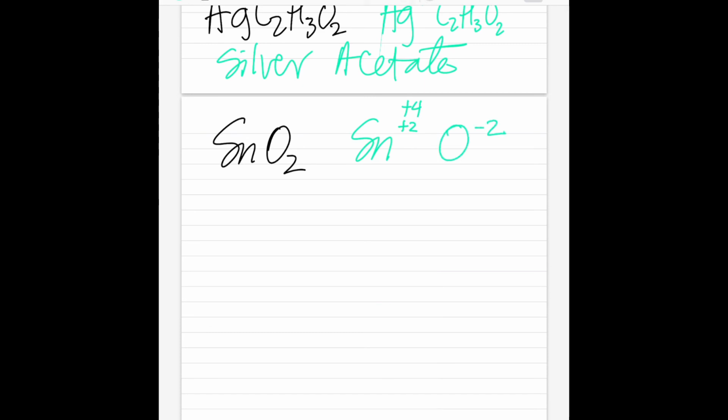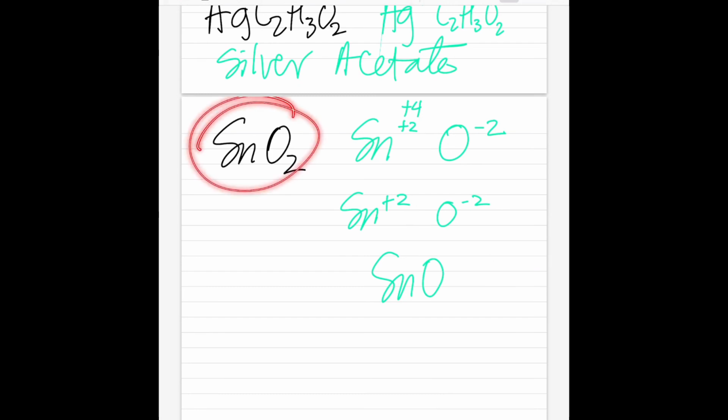Now wait a minute. There's nothing here. But yet I have a 2 here? So if that was the case, and I used this, it was Sn plus 2 and O minus 2, then that formula would have just been SnO. But that's not my formula. My formula is SnO2. Okay, here's what happened. It's simplified.